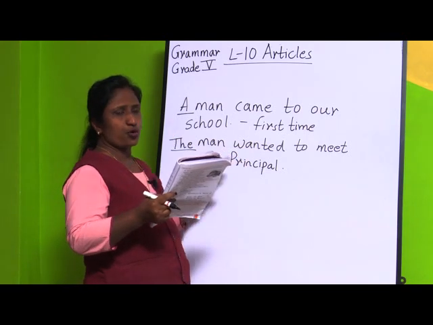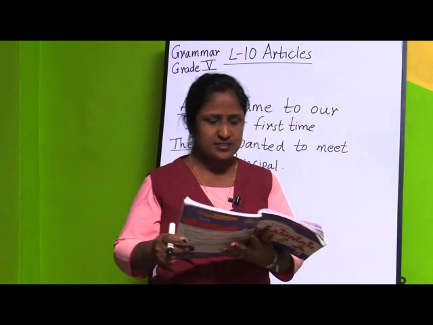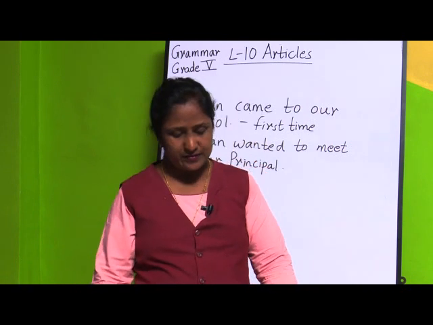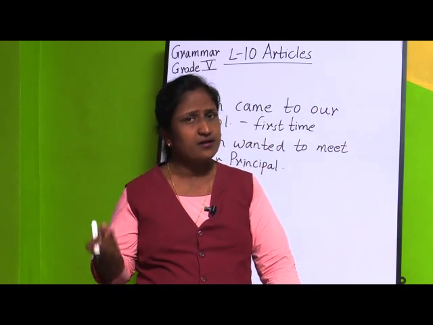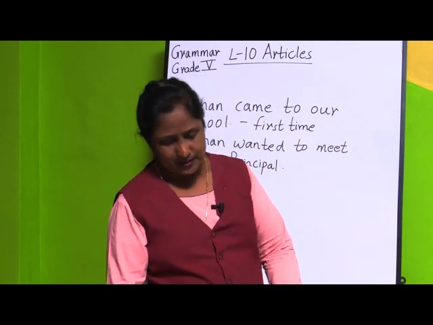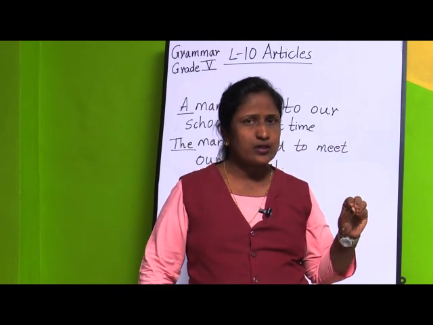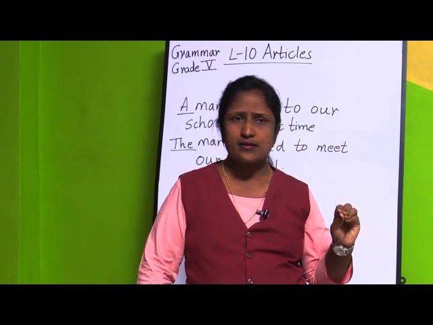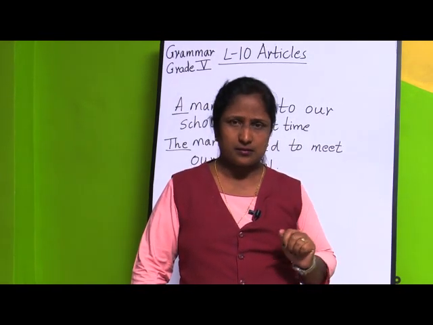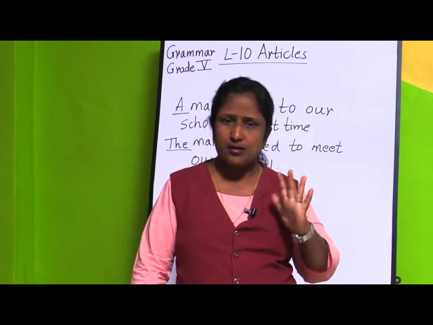So, this was all about a and the. A and an are used for speaking of a person or anything for the first time, and then the is used when we speak of them afterwards again and again. But the second case is what? When the speaker and the listener know which person. If I know which person or which thing I am talking about, then also I use the article the. So, these were the two cases, and this was more about a, an or the.